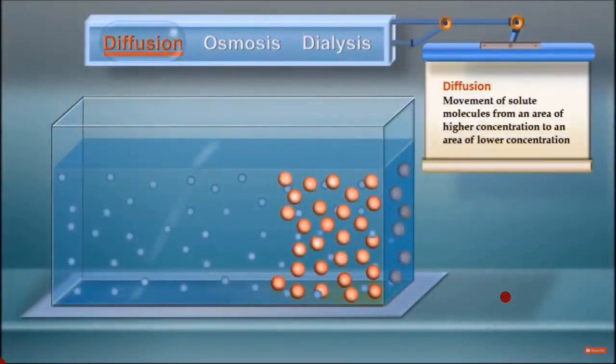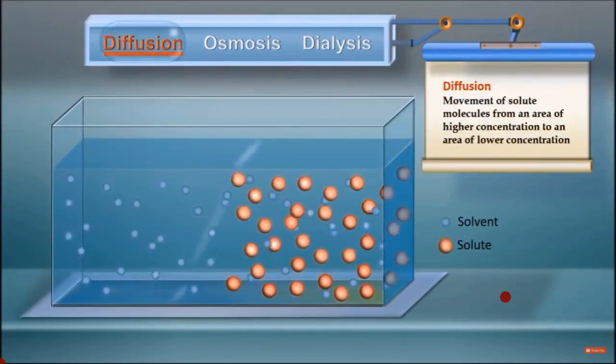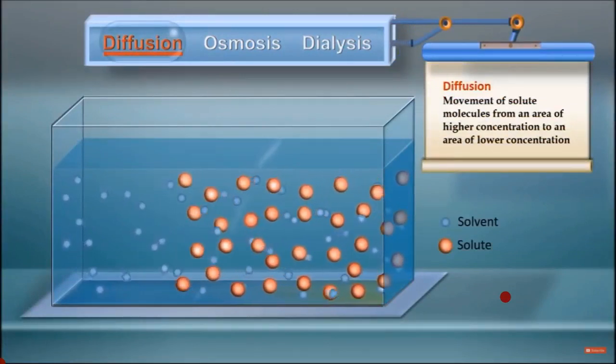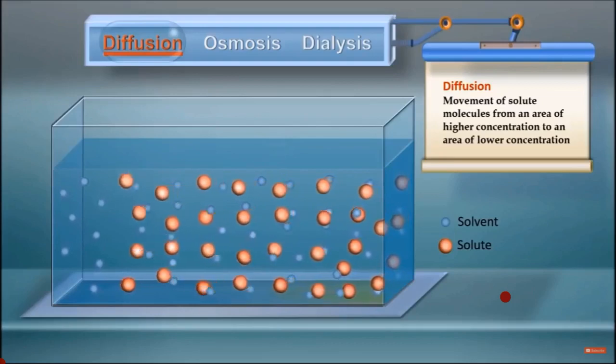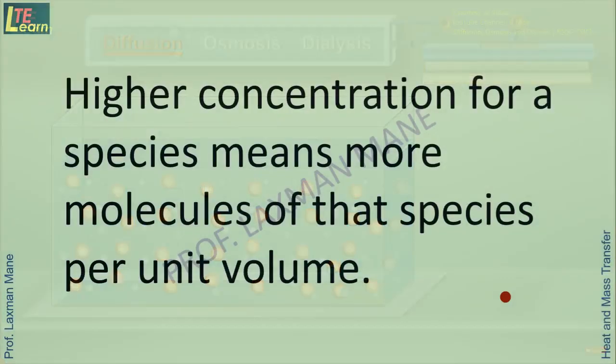Here we see diffusion process means movement of molecules from an area of higher concentration to an area of lower concentration. Higher concentration for a species means more molecules of that species per unit volume.